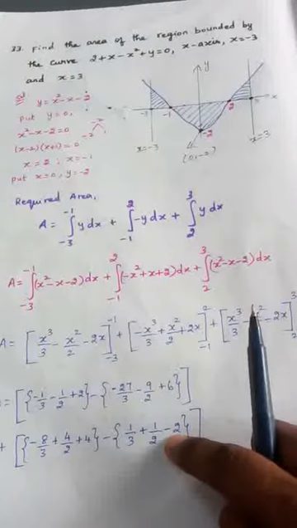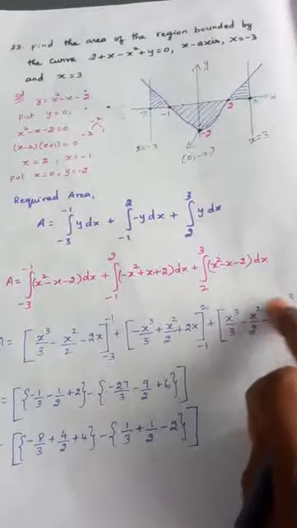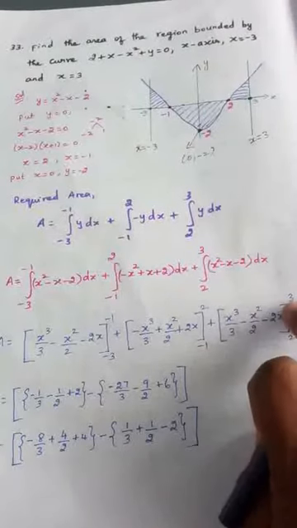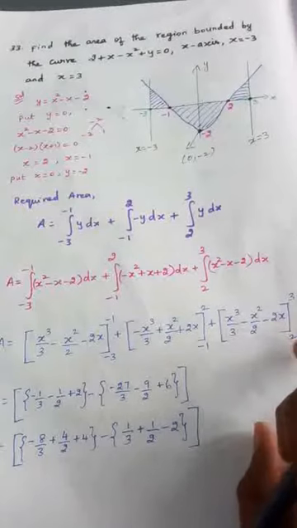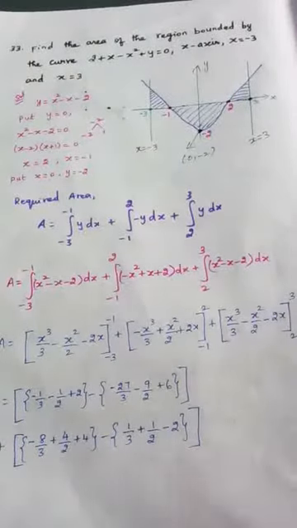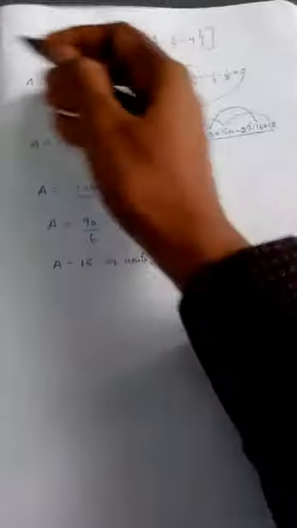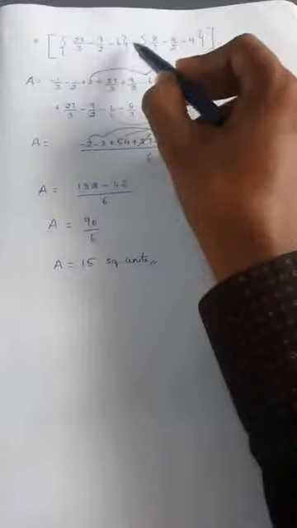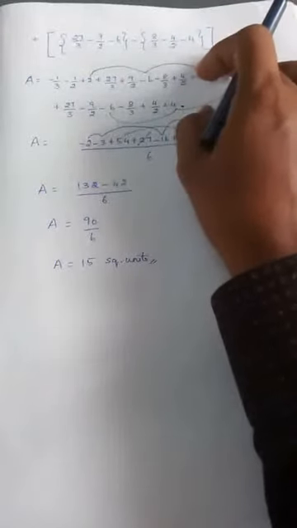Hope you are listening. So what will be the next step? Applying upper limit and lower limit for the third bracket. So we'll do that. First upper limit 3, you replace for all the 3x minus 2 for x, that is called lower limit. Then simplify all the brackets. So if you see, this is the upper limit minus lower limit for the third bracket.